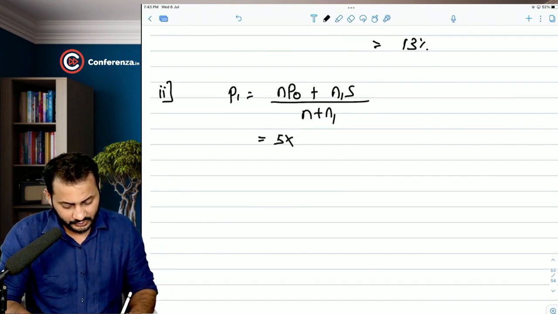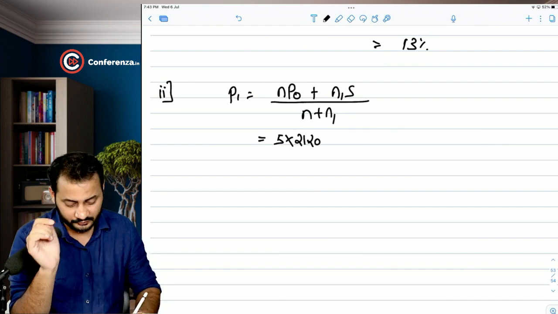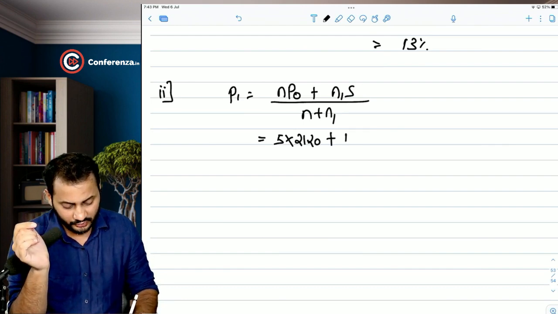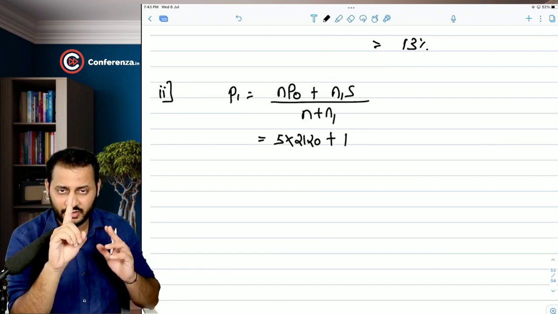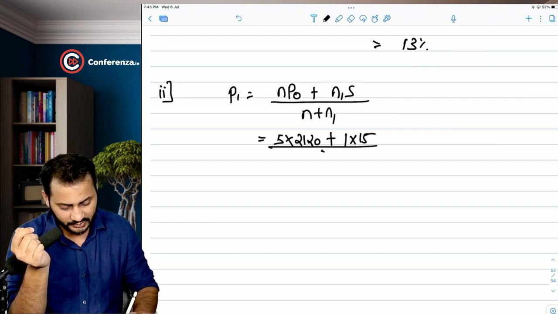P0, the current market price, which is 21.20. Do not take the past dividend in that. Plus new shares 1 against 5, only 1 share is issued. Subscription price 15. And the total number is 5 plus 1.